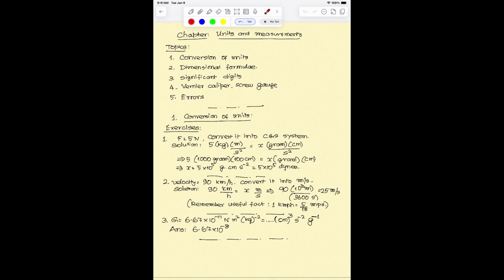Then we come to the last topic in this chapter, which is errors: absolute errors, fractional errors, percentage errors, etc. How to calculate errors from the given data. So this also is very important.